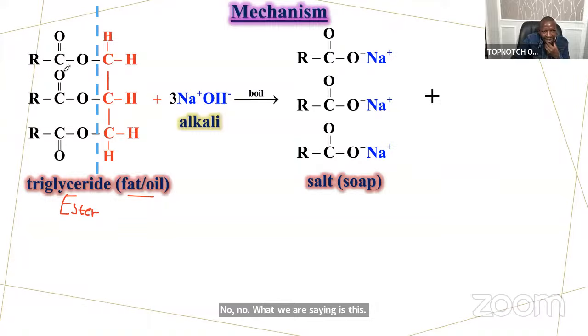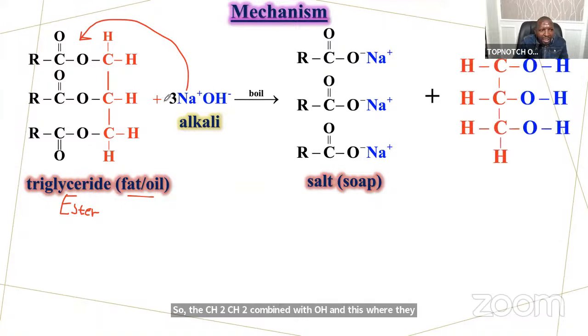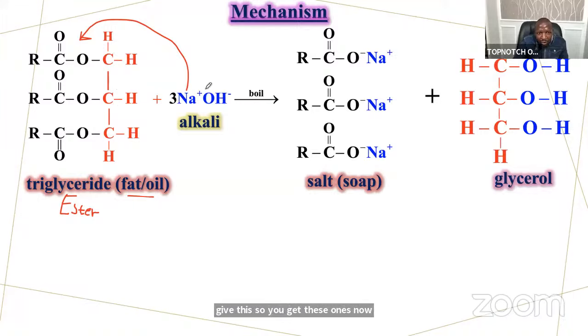So this part now combines with sodium. We cut this side and replace it with sodium. The part that remains, the CH2, combines with OH, and this is where they give this. So you get these ones now combined with OH to form glycerol. Then the remaining component combines with sodium.